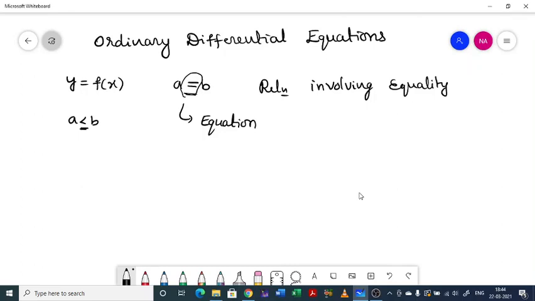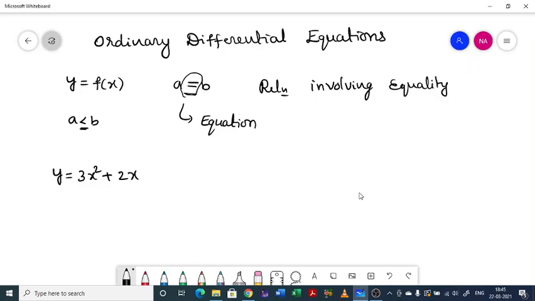If you look at an example, you can take y equal to 3x square plus 2x. This is a simple example of a relation, an equation.